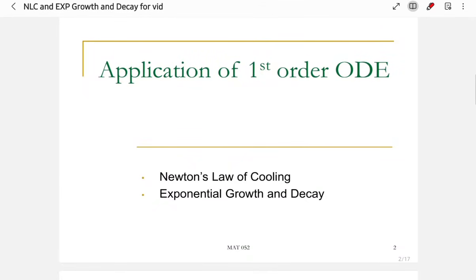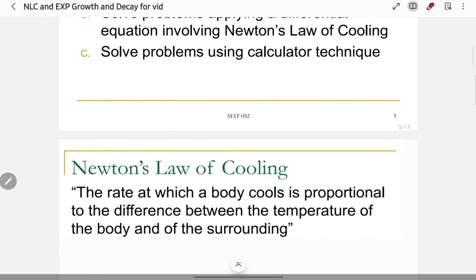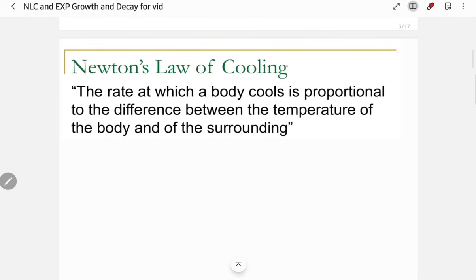Hello class, this video is all about application of first order ODE, focusing on Newton's law of cooling and exponential growth and decay. At the end of the lesson, students should be able to solve problems regarding decomposition or growth using a differential equation. Second, solve problems applying a differential equation involving Newton's law of cooling. Last is solve problems using calculator technique. Let's start with Newton's law of cooling.